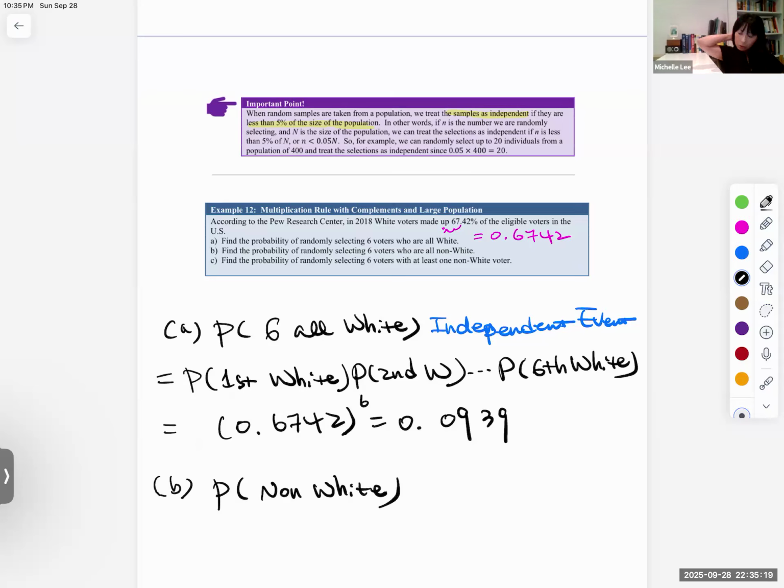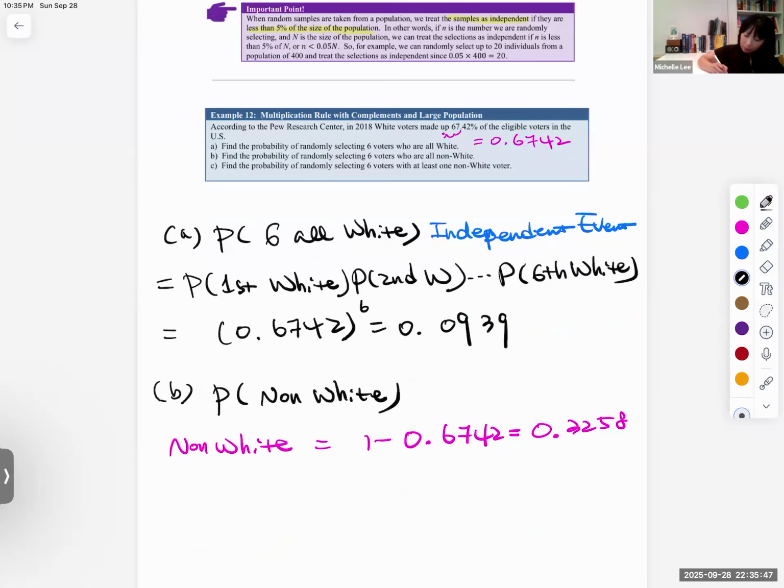Okay, so if white is 0.6742, non-white will be 1 minus 0.6742, to get 0.3258. Then there will be non-white over 6.